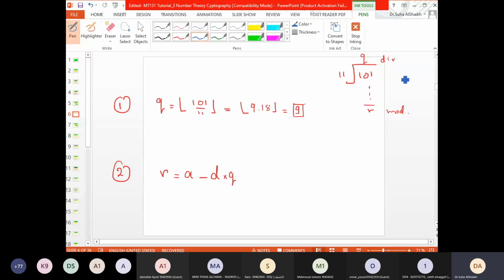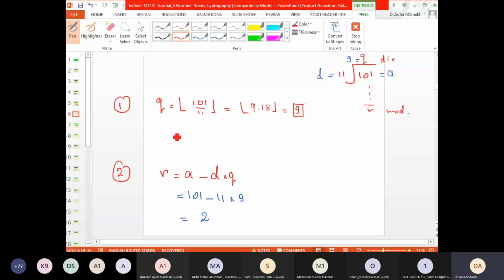الحين هذه ال A وهذه ال D وهذه طلعت 9 which is my Q. Just substitute هنا. هذه 101 minus the D which is 11 multiply with the Q which is 9. Do the calculation. You will get this equal to 2. You got that? So this is how we find the Q. This is how we find the R.